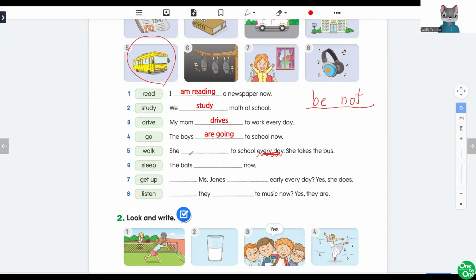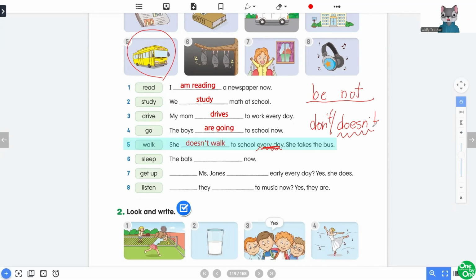So, she, what do we need to use? Remember, we need to use either do or doesn't. Doesn't or don't. 어떤 걸 써야 되는지 알고 있지? she니까 doesn't를 써야 돼. She doesn't. That's correct. At the end, we need just the original verb. So she doesn't walk to school every day. She takes the bus.